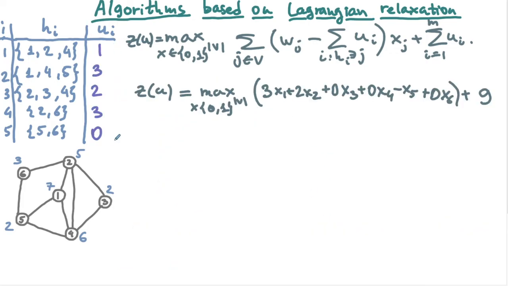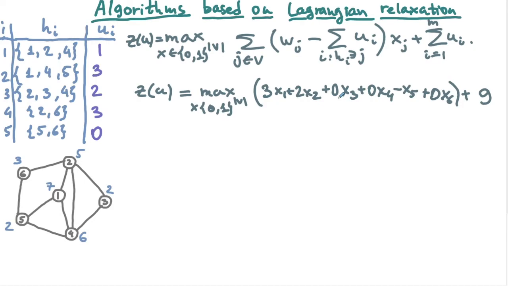Alright, consider this vector u, for example. So now we have 1, 3, 2, 3, 0 are the new values. They still add up to 9. But they're different compared to the previous example. So if we compute again all the coefficients for xj's, then we'll obtain the following problem for z of u. So now we have 3x1 plus 2x2 plus 0x3, 0x4 minus x5 plus 0x6.